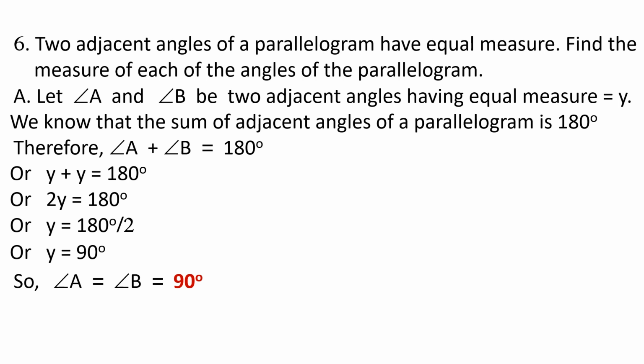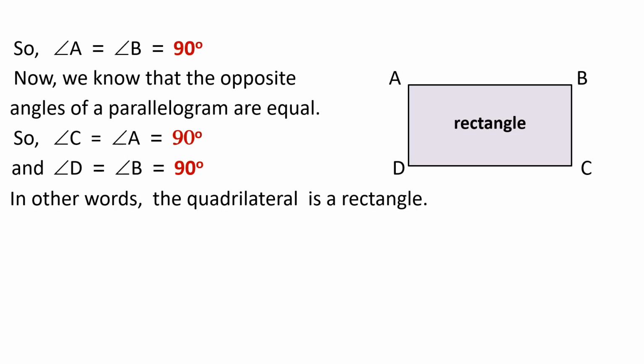Let's find out now C and D. So angle A is equal to angle B is equal to 90 degrees. Now we know that the opposite angles of a parallelogram are equal. This is the second property we are going to use. The first property in the beginning we used: the sum of two adjacent angles of a parallelogram is supplementary, or their sum is 180 degrees. Now the second property we are using is that the opposite angles of a parallelogram are equal.